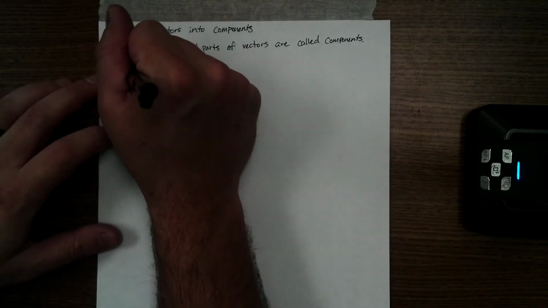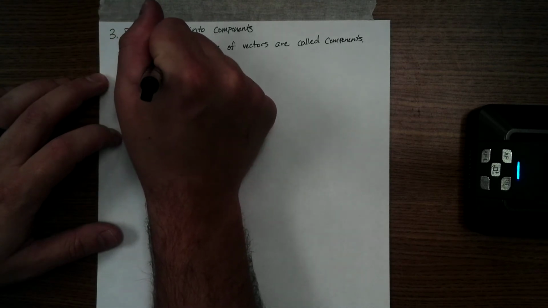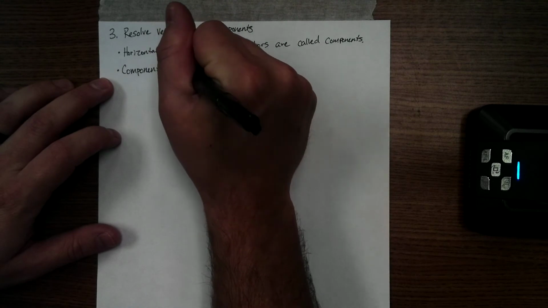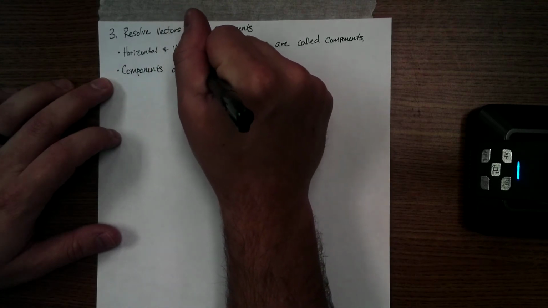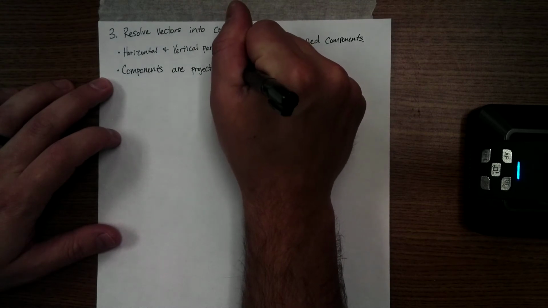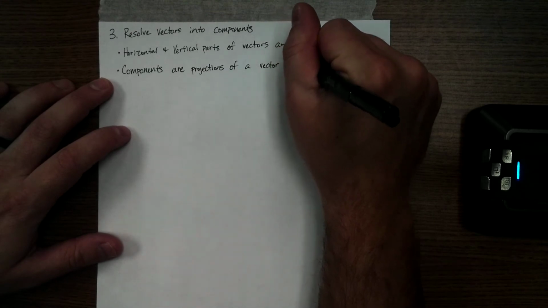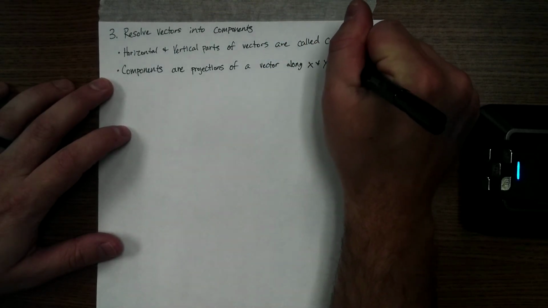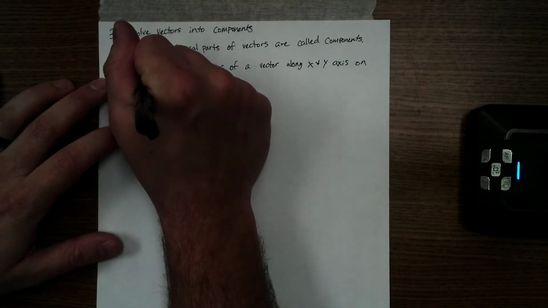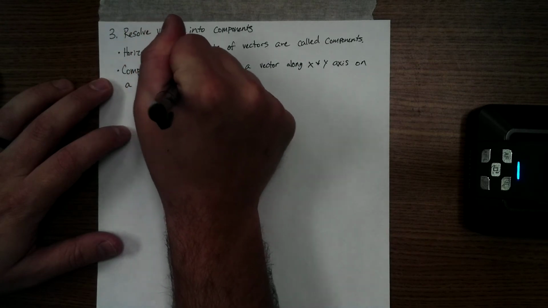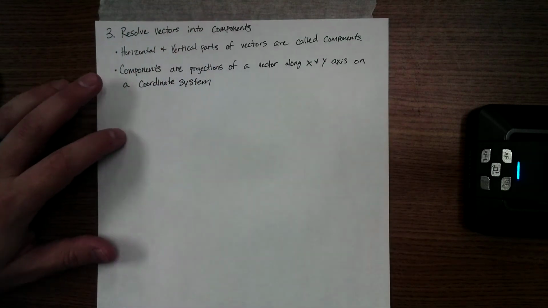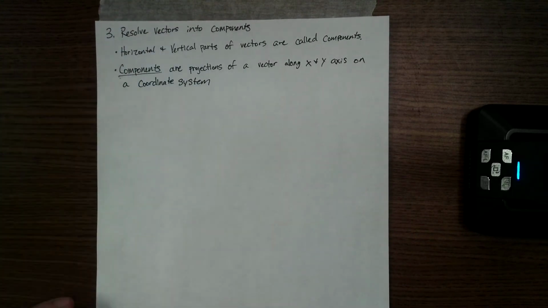All right, and we can break these components down into different things and we can find them. So components are projections of a vector along the X and Y axes on a coordinate system. Okay, so these components are a major thing. We could tell how far up something is going and how fast it is going along its two different pieces.